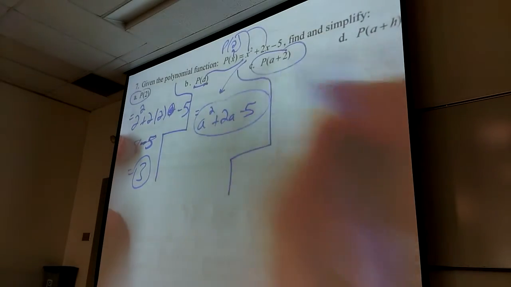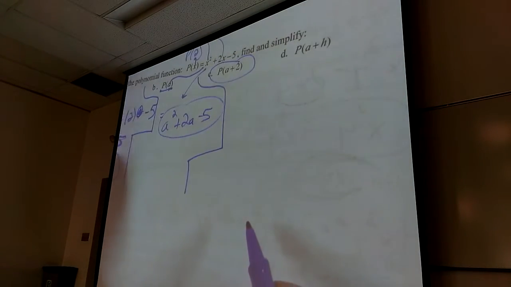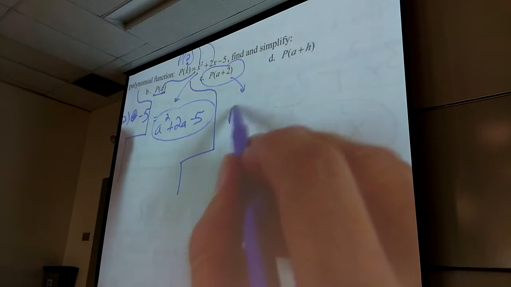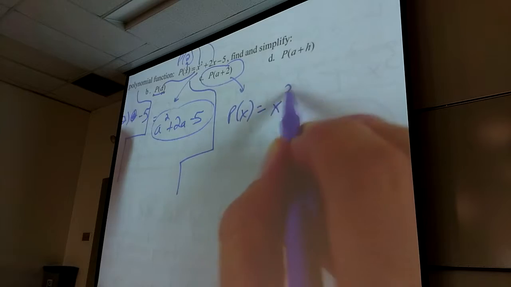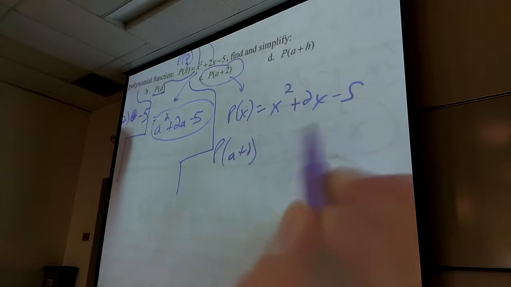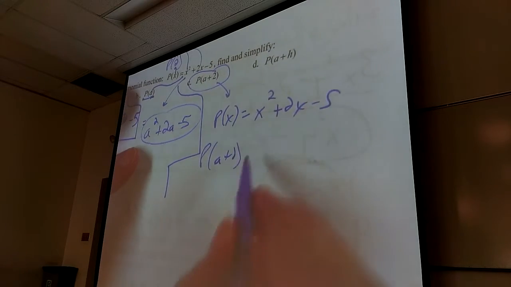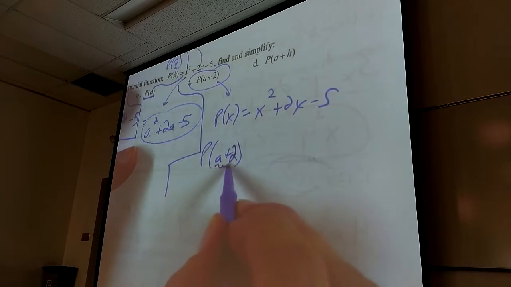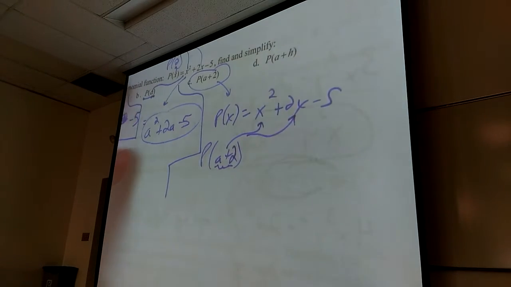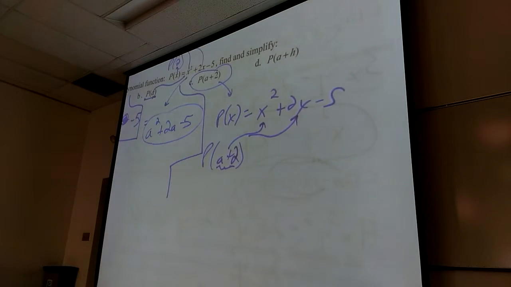So how do you do this one? Same thing. Plug it in. Use all of it from here. So P of x is x squared plus 2x minus 5. P of A plus 2. You take A plus 2 and you put it wherever you see an x. That's all it is. It's the most single-minded thing. You replace x with whatever's in there.